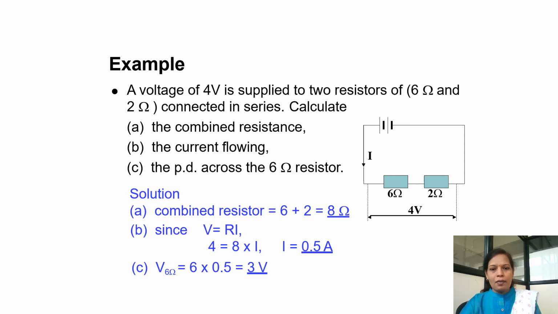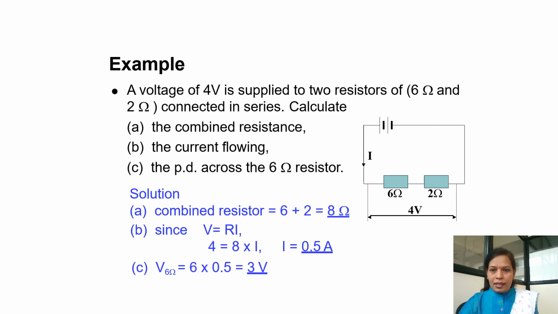Then the current flowing through the circuit can be found by using Ohm's law, that is I is equal to V divided by R. The voltage source is already given, that is 4 volt, and the equivalent resistance of the series circuit is 8 ohm. Therefore 4 divided by 8 will be 0.5 ampere. Therefore 0.5 ampere current will flow through the circuit.